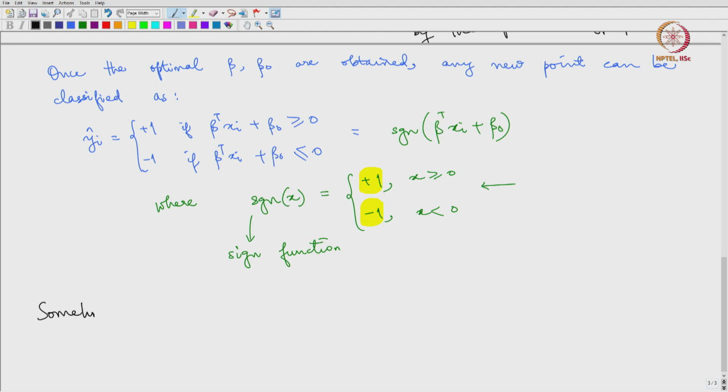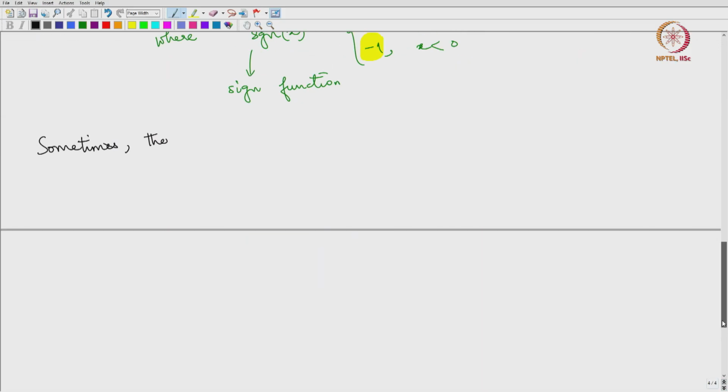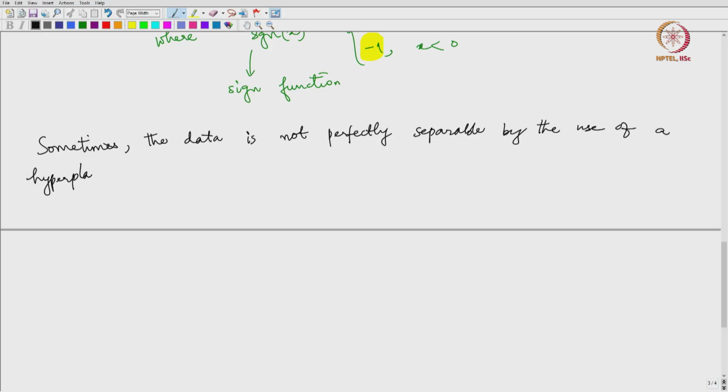So, sometimes the data is not perfectly separable, not perfectly separable by the hyperplane, and in this case we employ what is known in optimization theory as slack variables to account for errors.